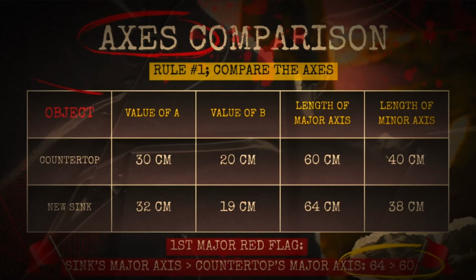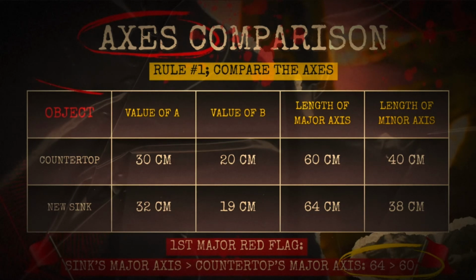So for the countertop, we have 30 centimeters as the value of a, 20 centimeters as the value of b, 60 centimeters as the length of the major axis, and 40 centimeters as the length of the minor axis. On the other hand, for the newly bought sink, we have 32 as the value of a, 19 as the value of b, 64 centimeters as the length of the major axis, and 38 centimeters as the length of the minor axis. For center-aligned ellipses, the fit rule is simple.